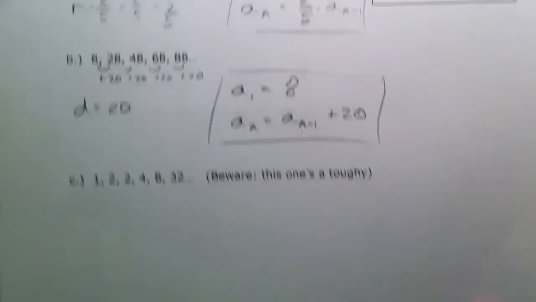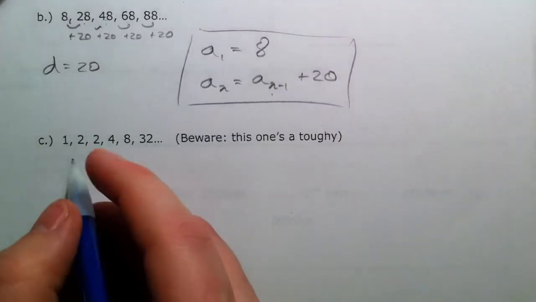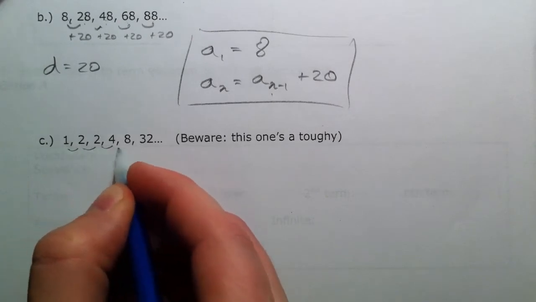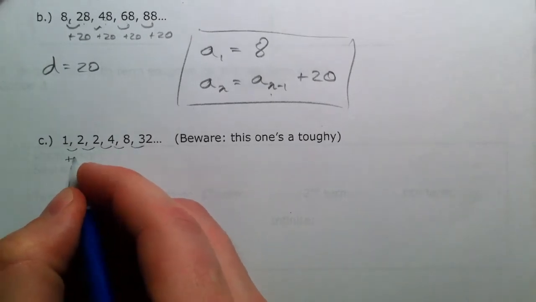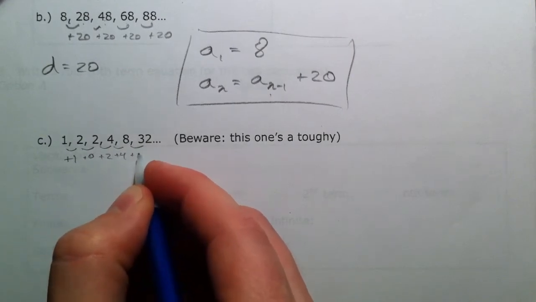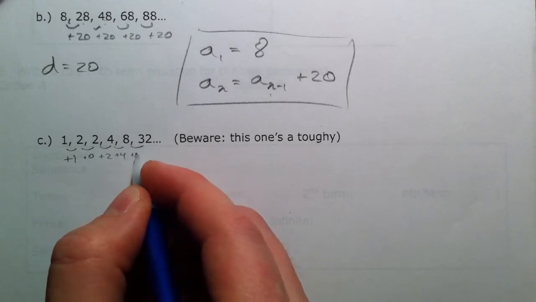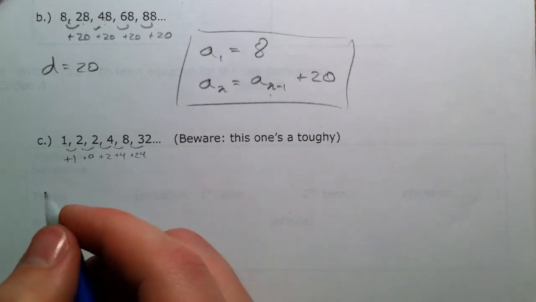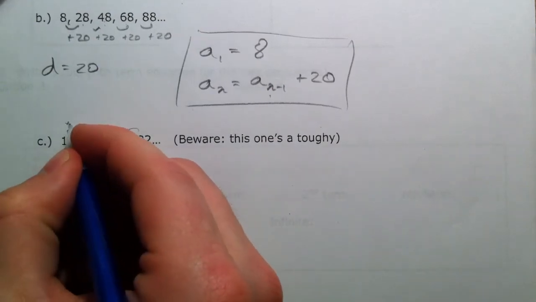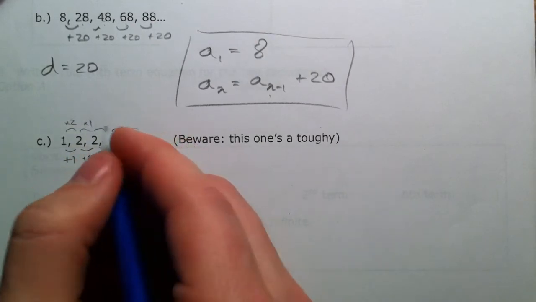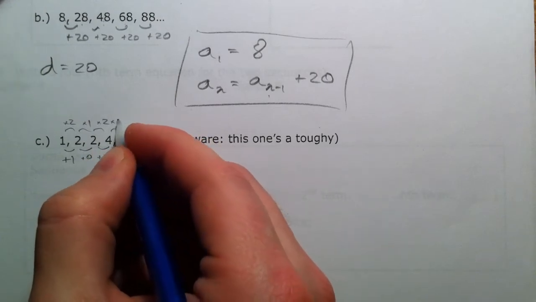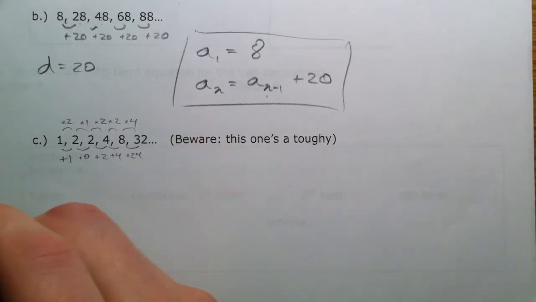Alright. Next one's a tricky one. So if we deal with addition, this is plus 1, plus 0, plus 2, plus 4, plus 24. Now if we deal with multiplication, times 2, times 1, times 2, times 2, times 4.